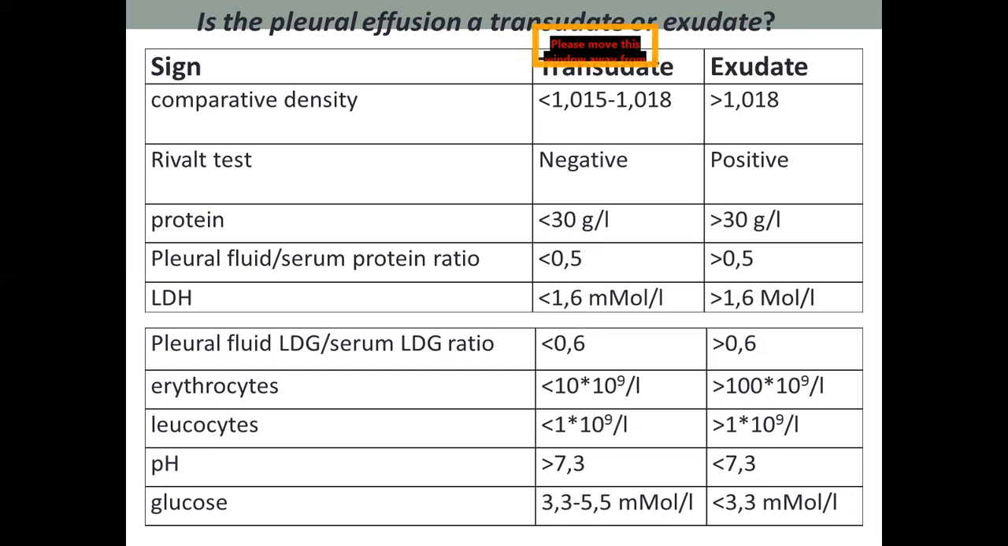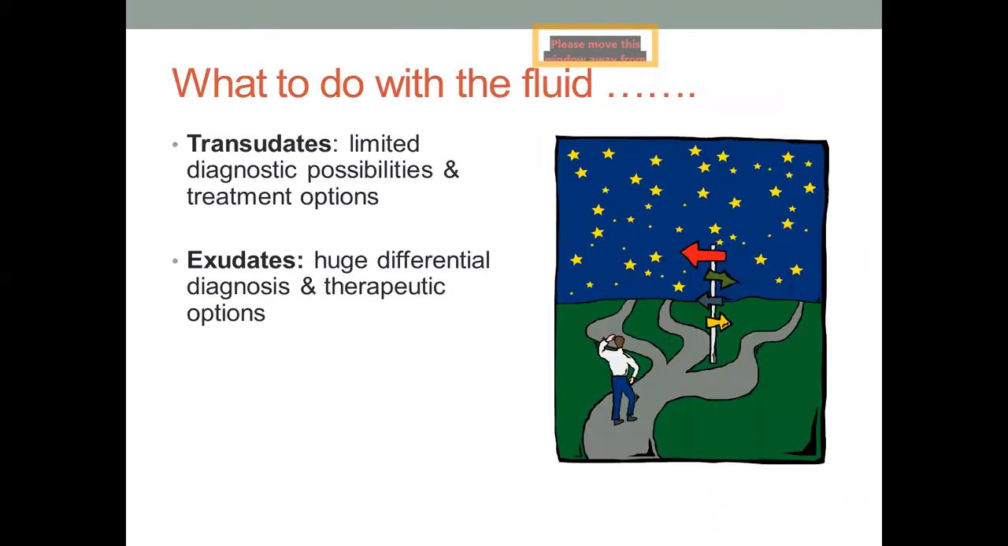If protein is less than 30 gram per liter, this is transudate, or if this is more than 30 gram, then this is exudate. Similarly, the pleural fluid LDH, the pleural fluid to serum LDH ratio, and pH are also important.